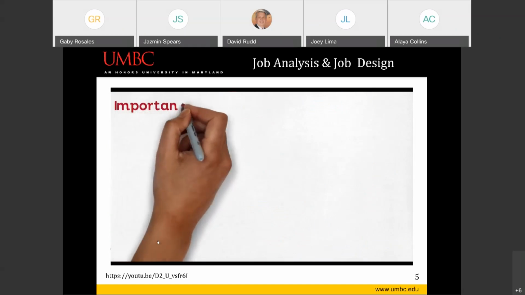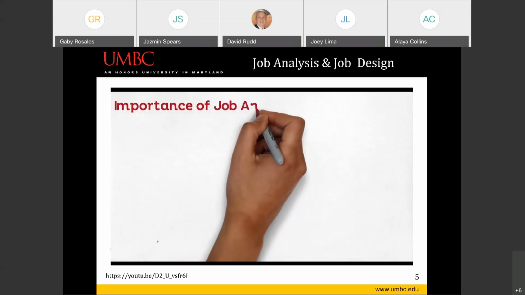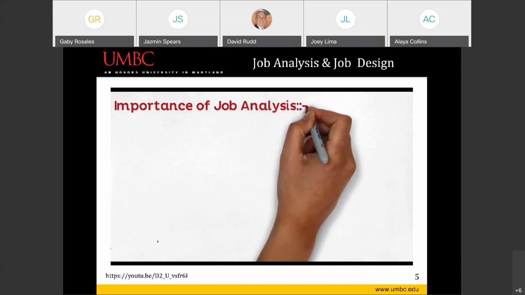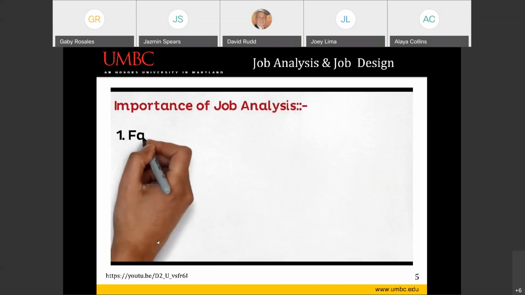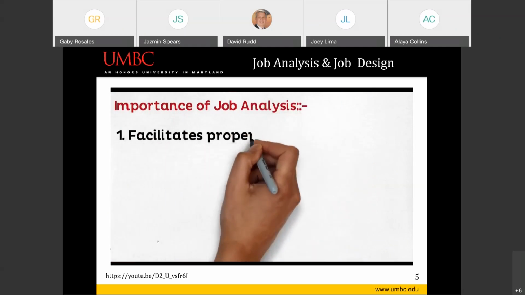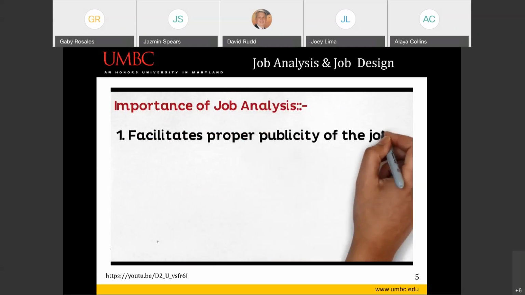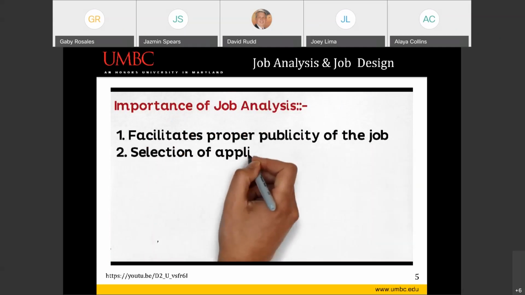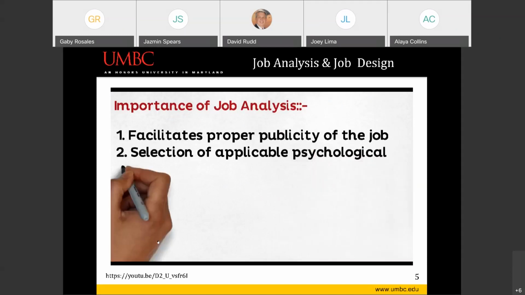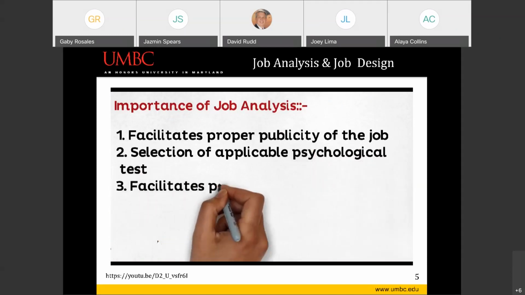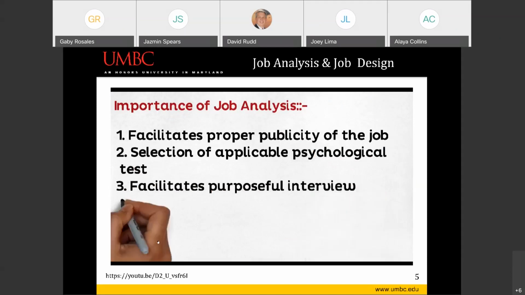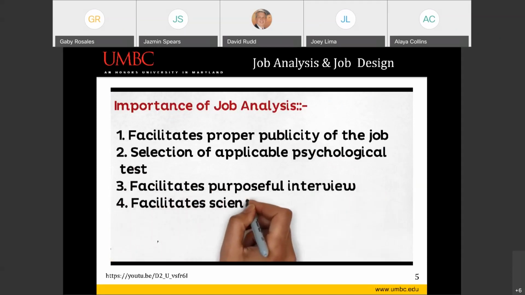Referring to this example, here's the importance of job analysis. Number 1, facilitates proper publicity of the job. Number 2, selection of applicable psychological tests. Number 3, facilitates purposeful interviews. Number 4, facilitates scientific selection, placement, and orientation.